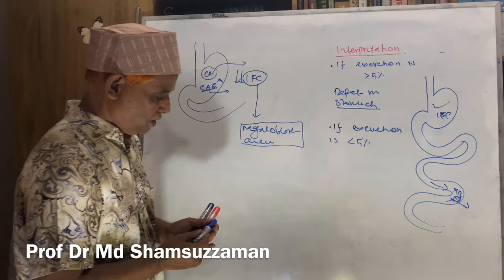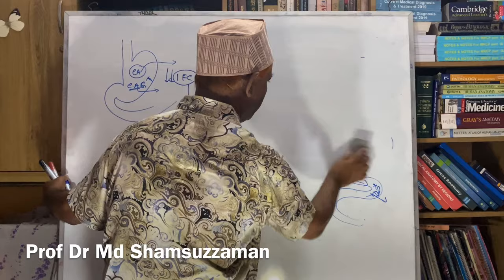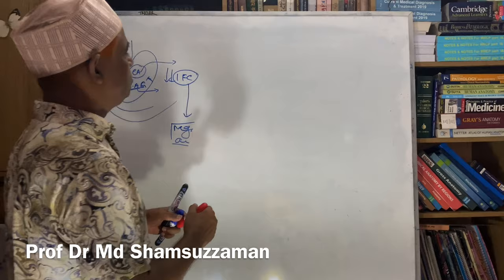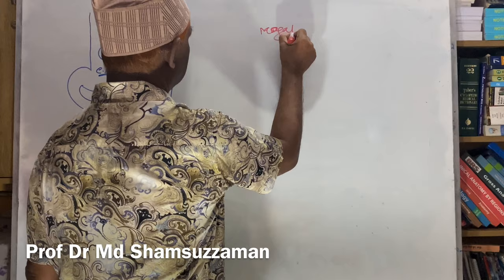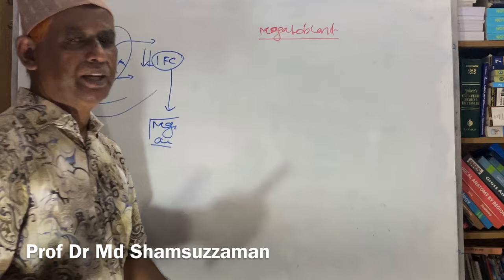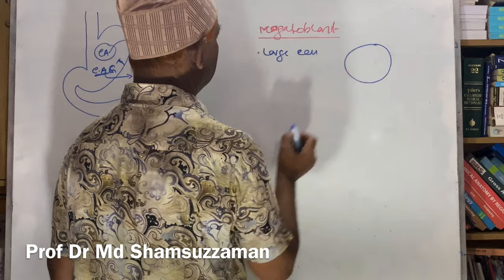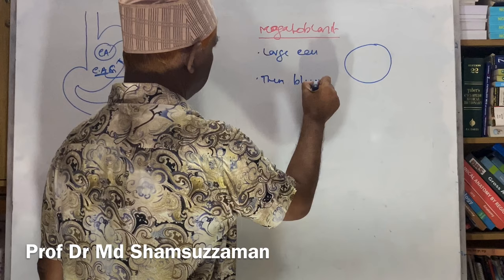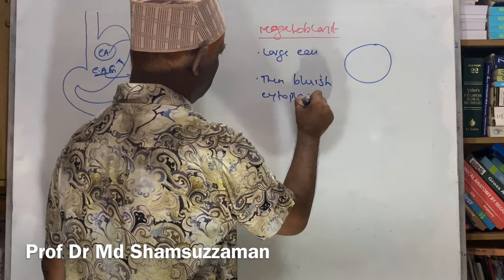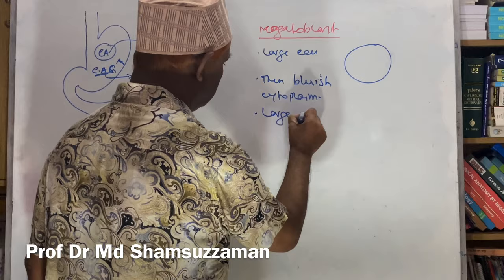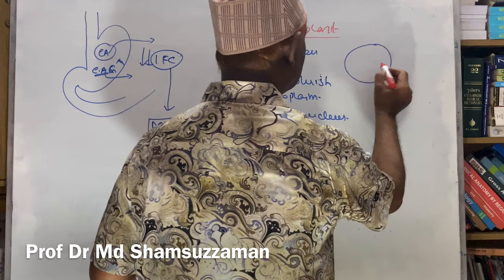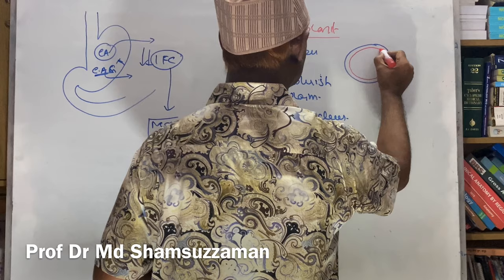Dear audience, now come to how we can know megaloblast in bone marrow. Then the characteristics of megaloblast. Large cell. So this is an abnormally large cell. Then thin bluish cytoplasm. Then large nucleus. So due to the large nucleus, there is thin bluish cytoplasm. So this is the nucleus and thin bluish cytoplasm.